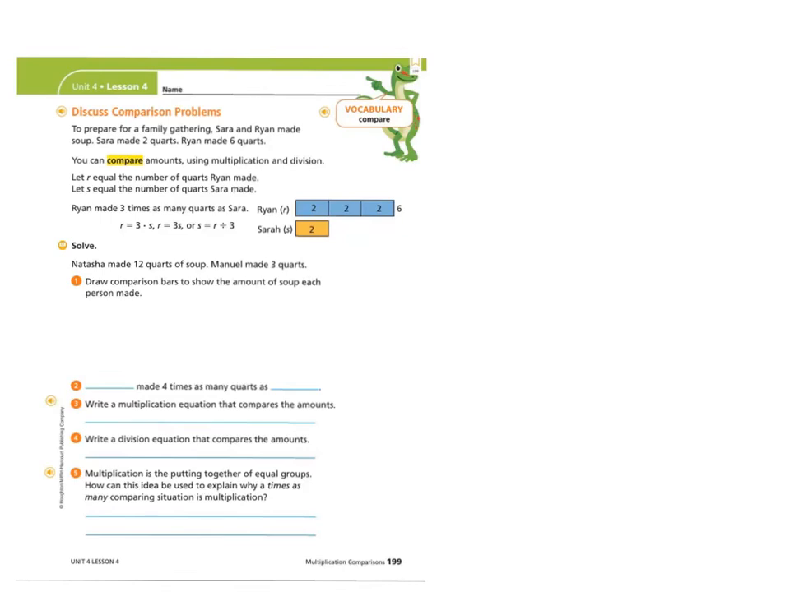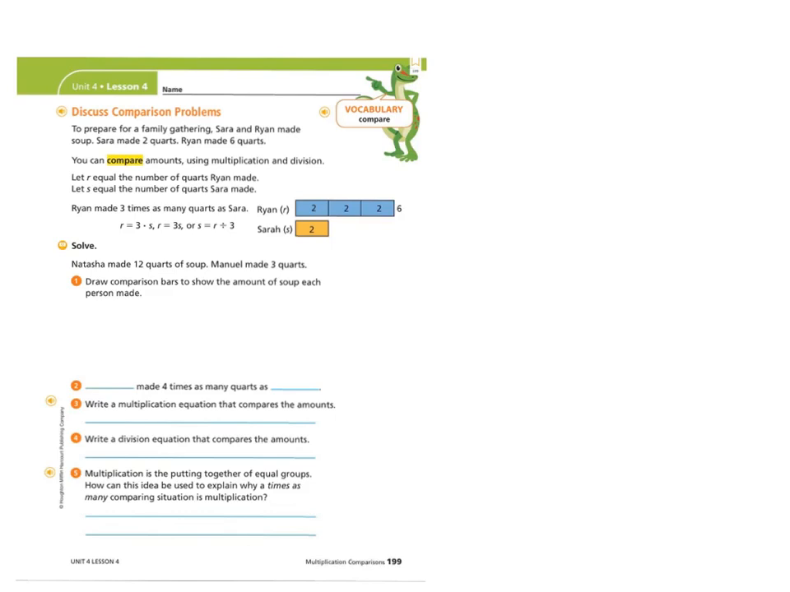Hello, fourth graders. Today we are going to work on lesson 4 in unit 4 on page 199 in your green math workbooks. If you could follow along with me, that would be great. Today we're going to be learning about comparison bars in our comparison problems. The first one that we're going to do together is an example, and then we will work through the first page together. And then I would like you to do page 200 on your own.